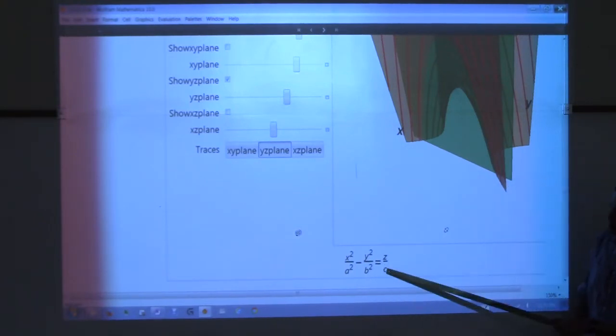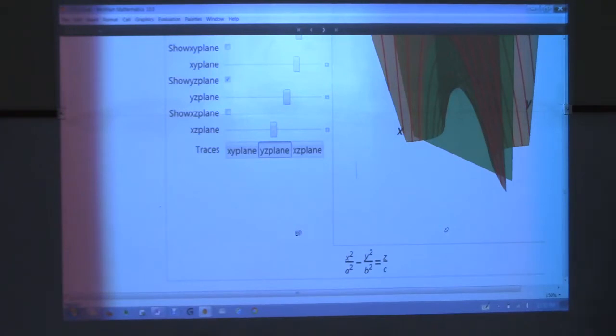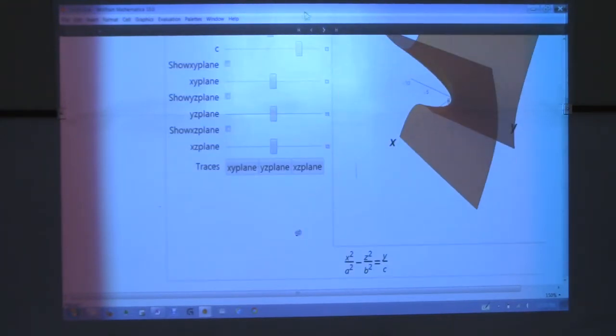That's almost the formula we just had. But we've got a subtraction between them instead of addition. That small little change creates a huge change in what the picture is. And then, of course, we could change the variable again and have it open in a different direction.